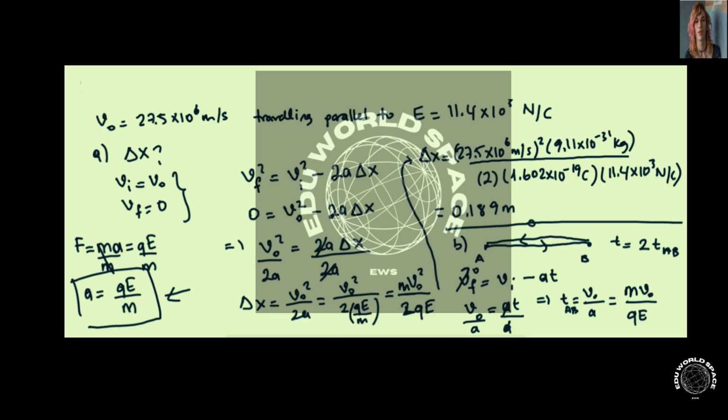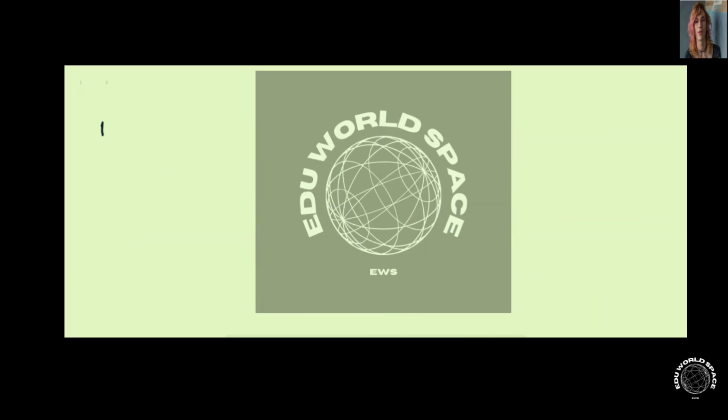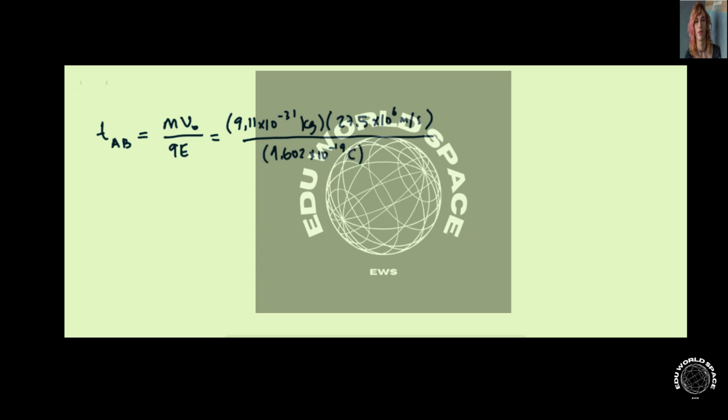So let's go on the new page. The time it takes for this electron to go from A to B is m v naught over q times E, with m being 9.11 times 10 to the power negative 31 kilograms, v naught being 27.5 times 10 to the power 6 meters per second, divided by 1.602 times 10 to the power negative 19 coulombs. The electric field is 11.4 times 10 to the power 3 newtons per coulomb. So the time is going to be 1.375 times 10 to the power negative 8 seconds.